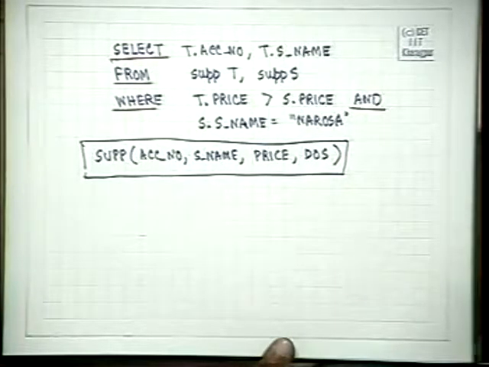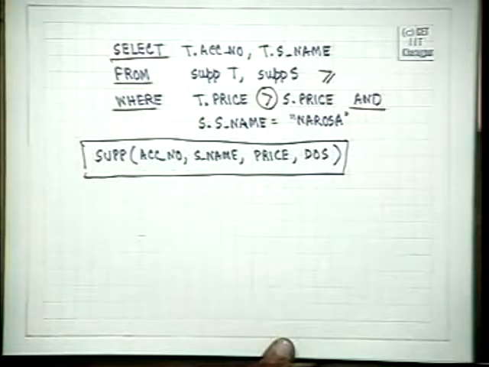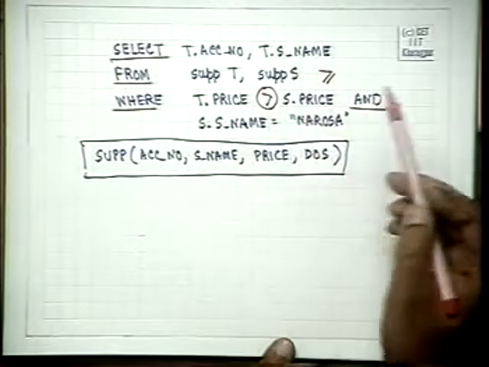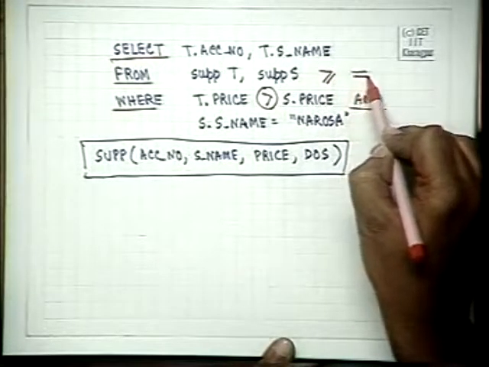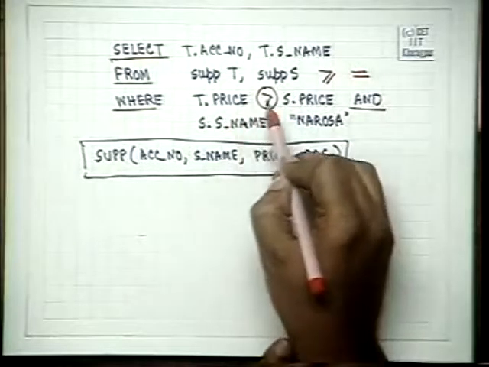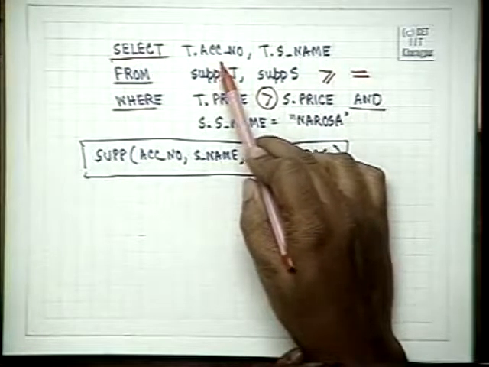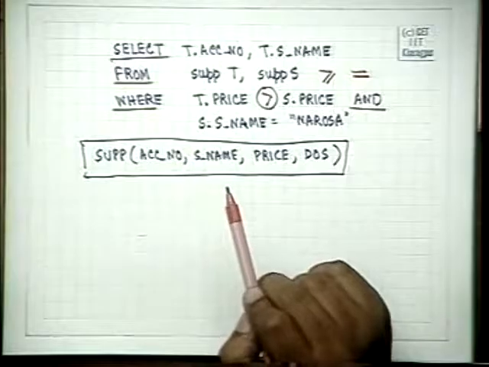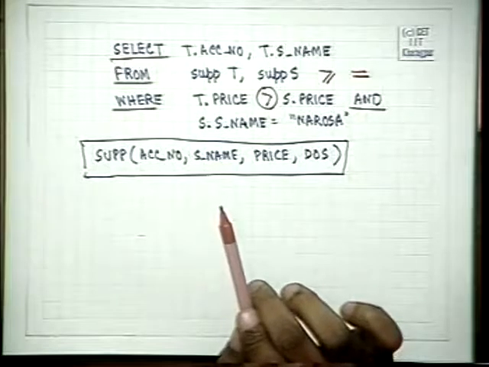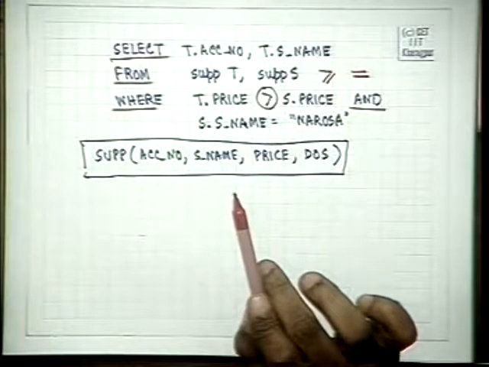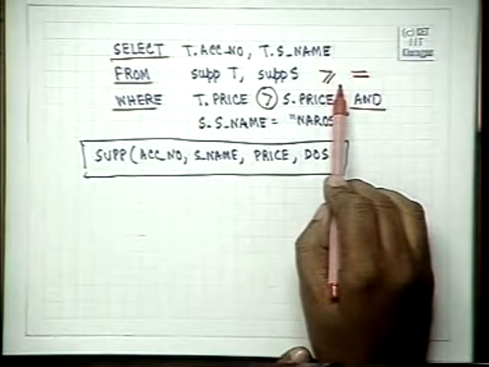Now this greater than can be replaced by other things as well. This may be greater than or equal to, then it will be greater than or equal to the least cost price. Suppose this was equal to, then we would have got the supplier name and accession number of those suppliers who have supplied a book which is equal to the price of some book which has been supplied by Narosa, any one book. If it is equal to any one book supplied by Narosa, then I will be able to get it.